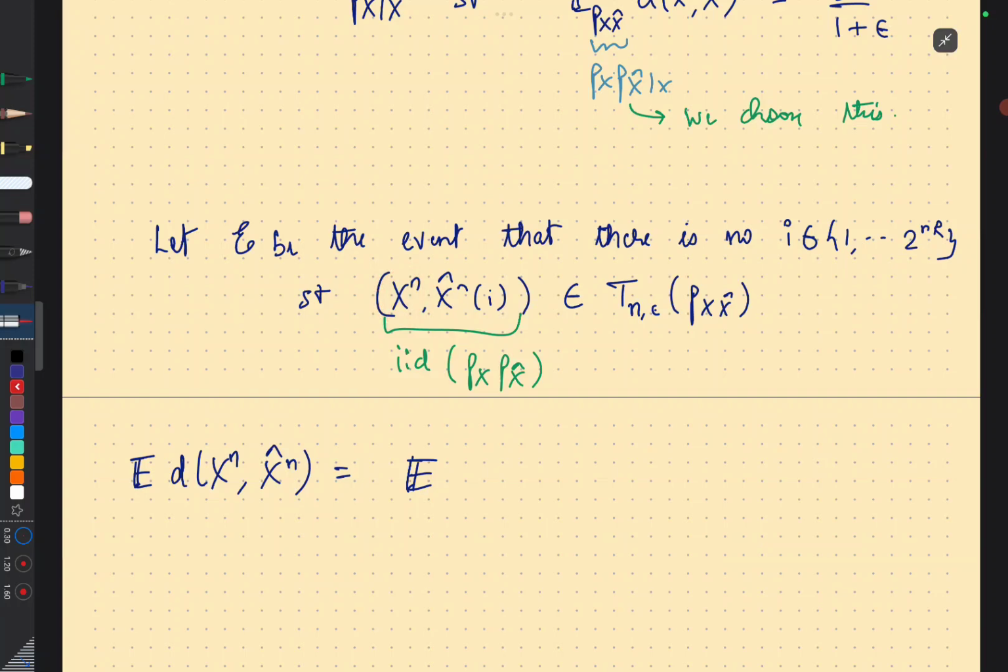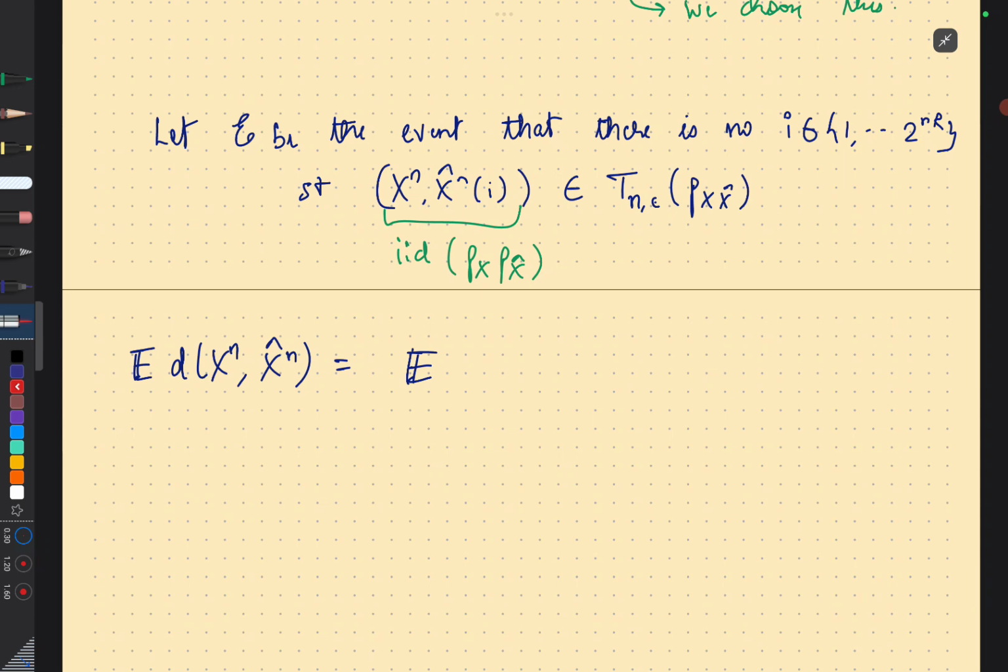The only point I'm trying to make is that they are not correlated with each other. Because the way we have chosen Px hat given x, there is some correlation. But these random variables are not chosen according to Px hat given x. They're chosen only according to Px hat. Okay? Px hat given x should be 0. Sorry, it should be just Px hat. Px hat given x. No, it is not.